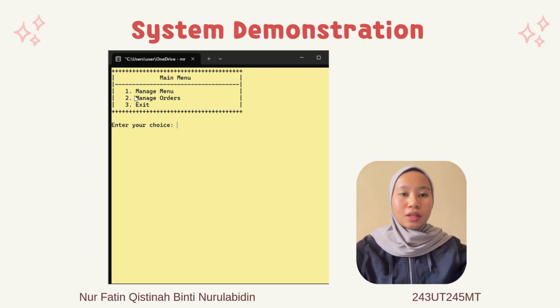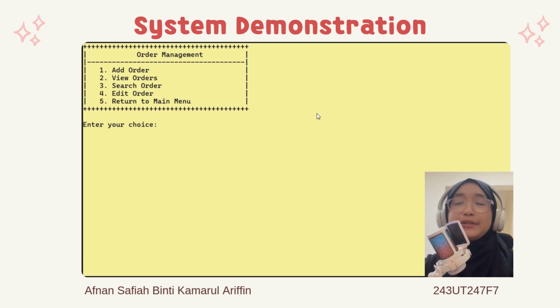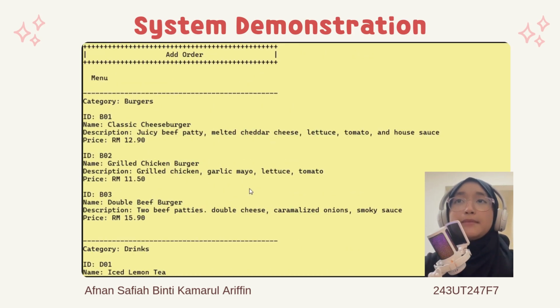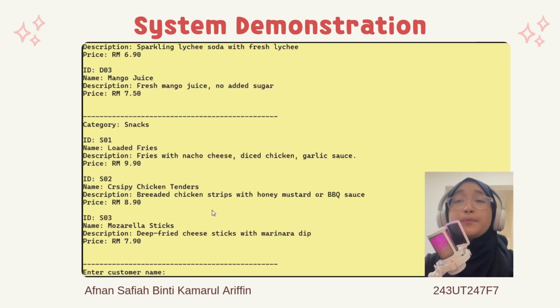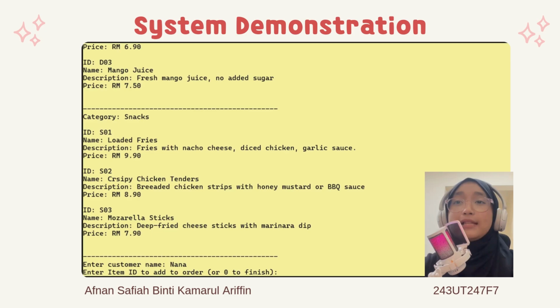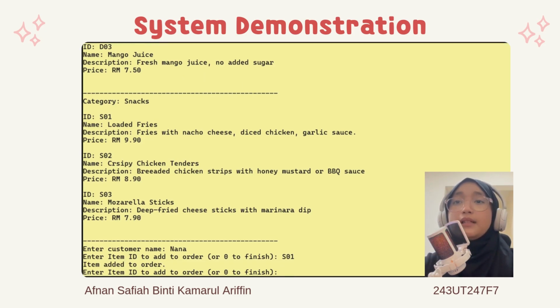Thank you. I will be demonstrating on how to add an order and view orders. To be able to add an order, we have to enter the choice of one. This will show you the menu, which has various categories from burgers, drinks, and snacks. To enter an order, you have to enter the customer's name. And then you have to enter the item ID of the food that you would like, which I will go for loaded fries. If you want to add more orders, you just input more item ID that you want. If you're done, you can press 0.